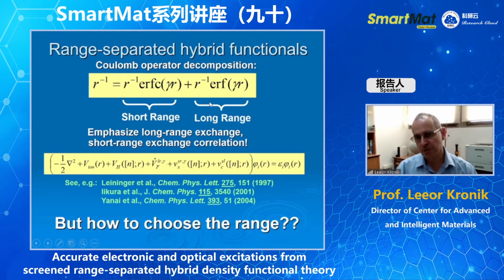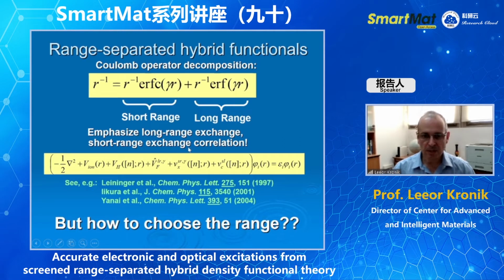The remaining issue then is how to choose this parameter gamma here. Gamma is known as the range separation parameter, and that's really the same as asking, okay, I will divide into long range and short range, fine. But what's long range? What's short range? What do I think of as far and what do I think of as near? How do I know that?